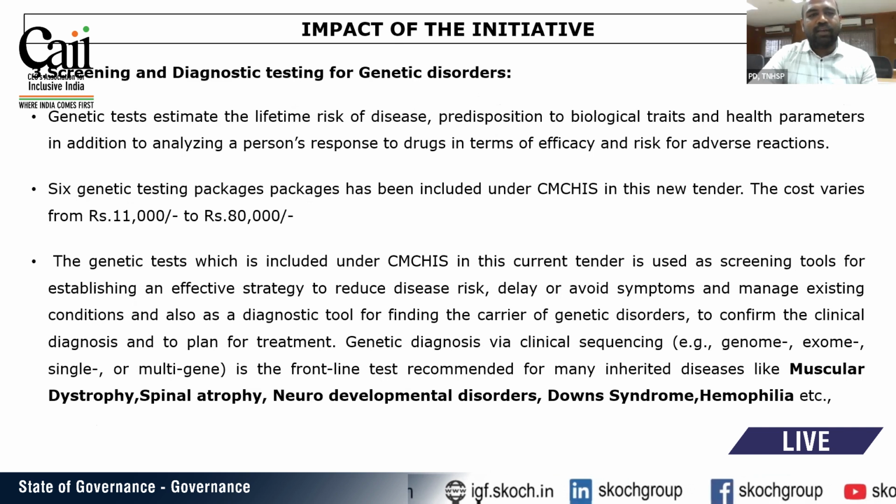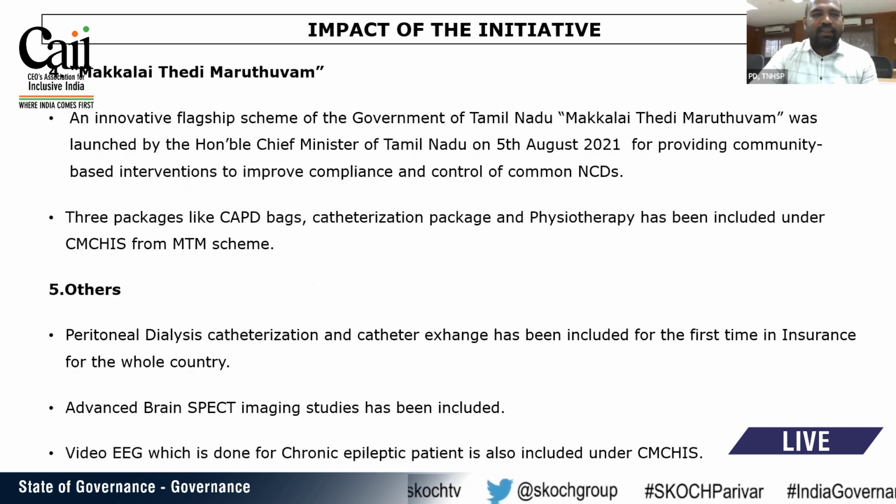The next is the screening for genetic disorders. We all know that a genetic test estimates the lifetime risk of a disease, and also estimates the predisposition to biological traits and health parameters. We have included genetic testing packages ranging from 11,000 to 80,000 rupees. The genetic testing packages were included for diseases like muscular dystrophy, spinal atrophy, neurodevelopmental disorders, Down syndrome, hemophilia, etc. in the current tender.